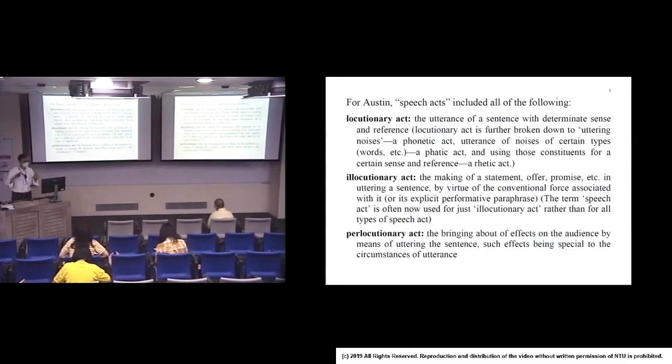But he meant all three of these types, including perlocutionary act, which is bringing about some effect on the audience by means of uttering the sentence, but not just the effect of the illocutionary act, but some kind of side effect. So, for example, if I say there's a bull in the field, I am telling you about something, but I may scare you by telling you that. So the scaring you would be the perlocutionary effect of it. I'm warning you, but the effect may be that you got scared. And so that's the perlocutionary effect, sometimes called perlocutionary effect or perlocutionary act.